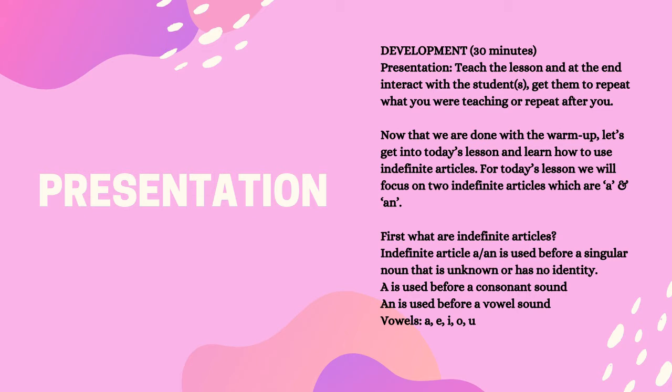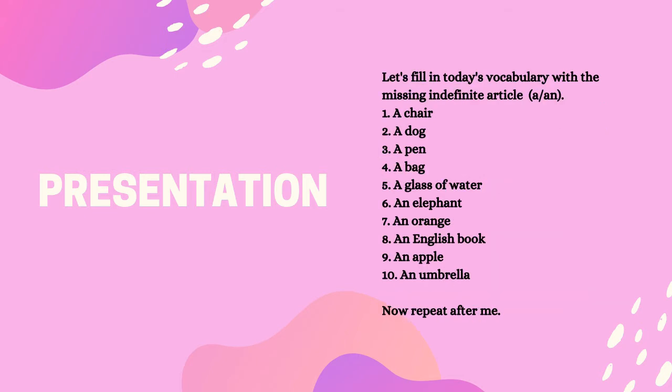And then an is used before a vowel sound. The vowels are A, E, I, O, U. So for this, I suggest that you should invest in a whiteboard, so that you'll be able to write the vocabulary words and fill in the missing word or indefinite article as you go along.